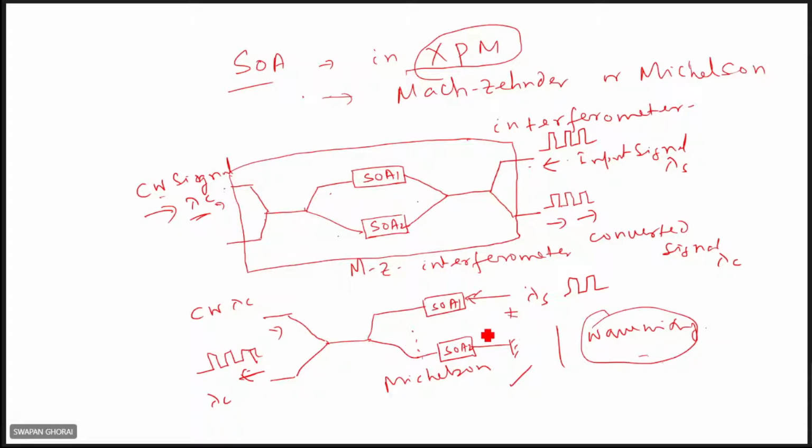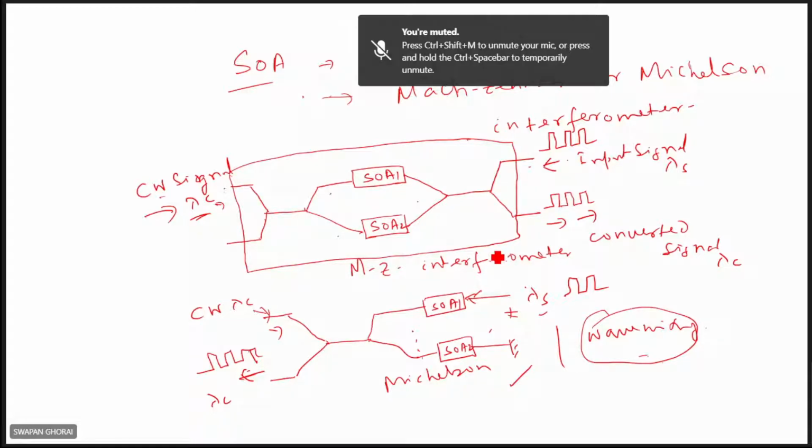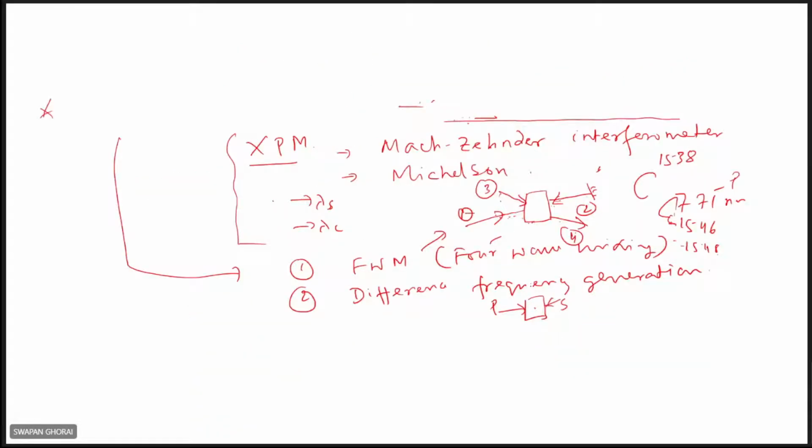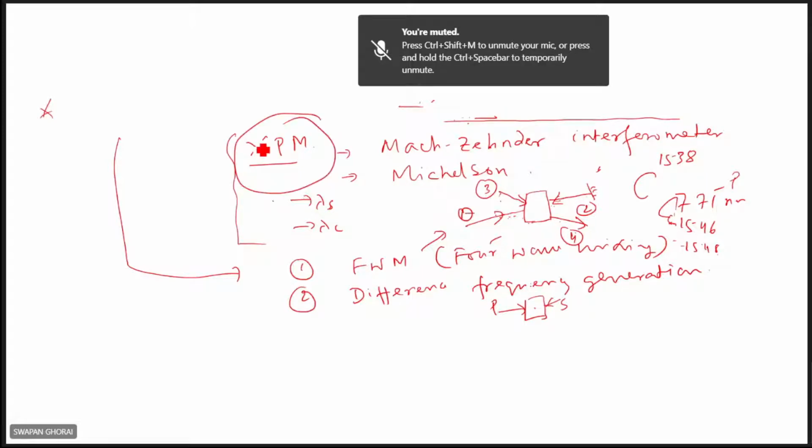The signal is applied from this side, and the continuous wave signal is applied, where the information will be converted in lambda C. First, it will modulate these two semiconductor optical amplifiers, and when this signal propagates through these semiconductor amplifiers, it will carry the same information as the input signals. So these are the different configurations for wavelength conversion. Next time we'll see it a little bit more easily in cross phase modulation.